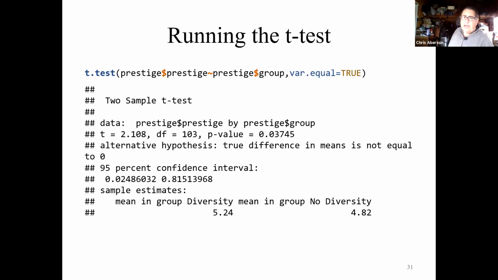The piece var.equal = TRUE, I'll talk about that in a little bit when I talk about assumptions, tells us we're doing a two-sample t-test. It gives us a t-value, degrees of freedom, and a probability. So the probability here is 0.04. It gives us our confidence interval, and you can see our confidence interval is roughly what we calculated.